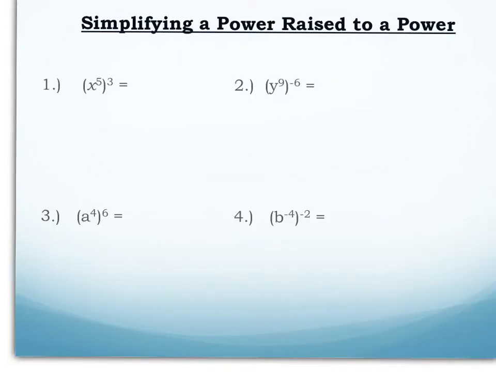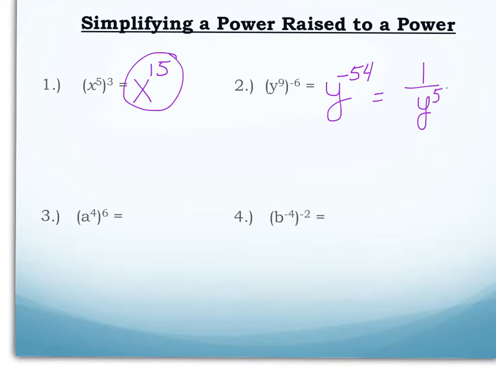All right, let's look at some examples together. So simplifying a power raised to a power. And we said the shortcut is to just multiply our exponents. So 5 times 3 is 15. I get x to the 15th. In number 2, I'll have y to the negative 54th. Remember, we cannot leave a negative exponent in our final answer.